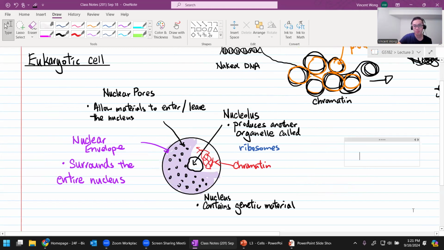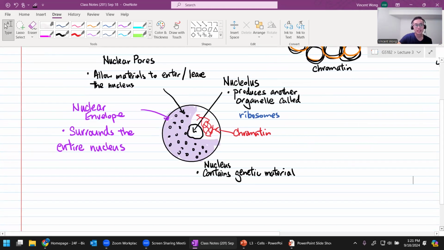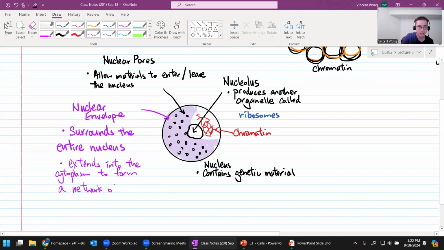All right, we're going to draw more. The nuclear envelope, not only does it surround the entire nucleus, but it will also extend into the cytoplasm to form a network of membrane.